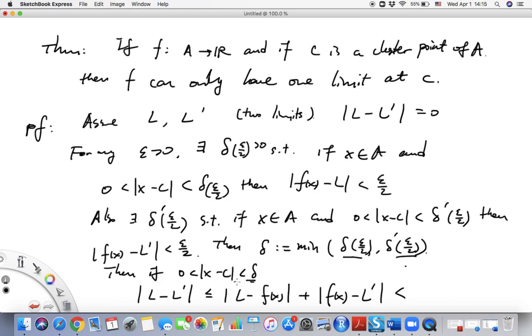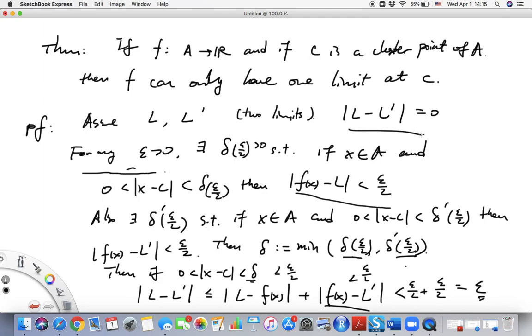Because |x minus c| is less than delta, it's less than delta of epsilon over 2, so then we have |L minus f of x| less than epsilon over 2. Similarly, this is also less than epsilon over 2. So we add them together, and you have epsilon. So |L minus L prime| is less than epsilon, but epsilon is arbitrary. So that shows the difference between L and L prime is 0. So L is equal to L prime.